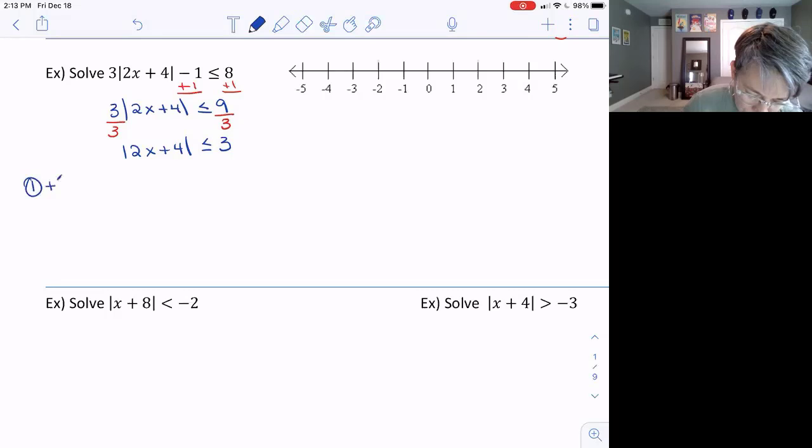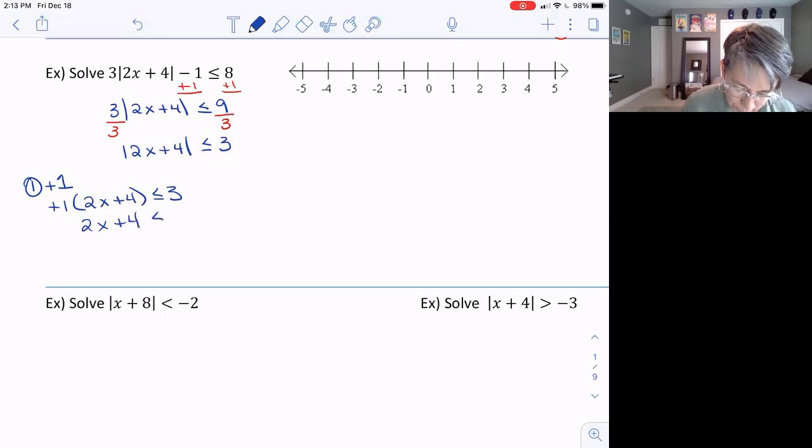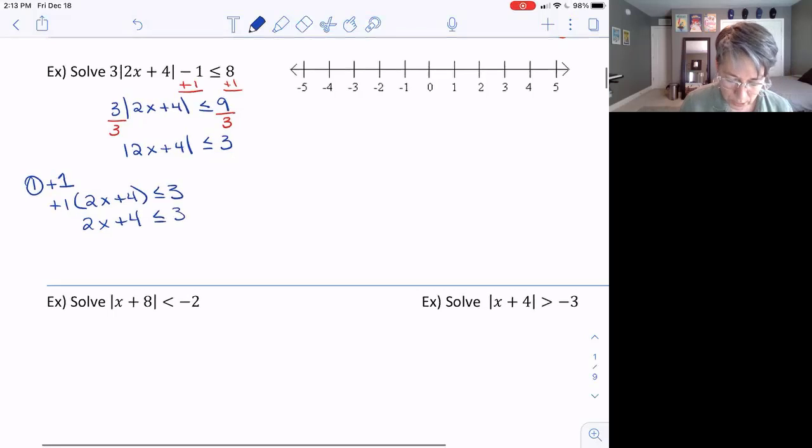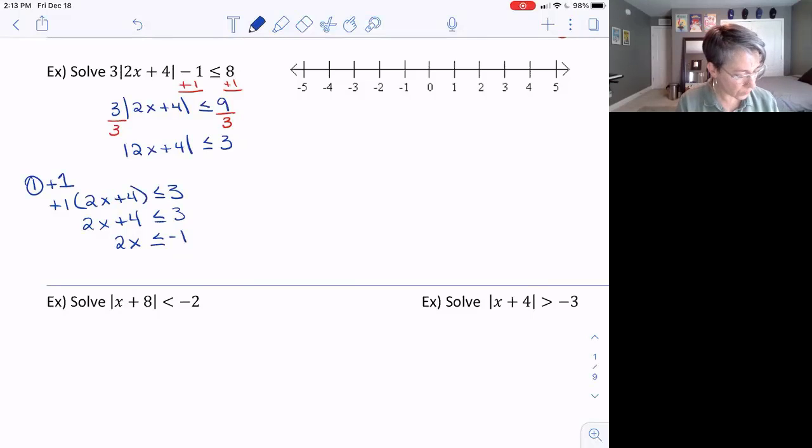Option 1 is the inside is the positive version. So we get a positive 1 times 2x plus 4 is less than or equal to 3. So 2x plus 4 less than or equal to 3. Subtract 4 from both sides. We get 2x is less than or equal to -1. And then divide both sides by 2. We get x is less than or equal to -1/2.